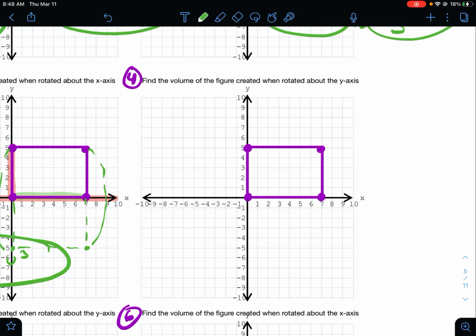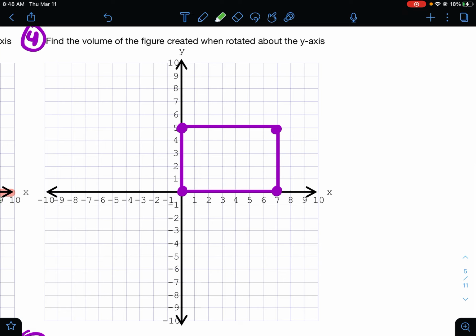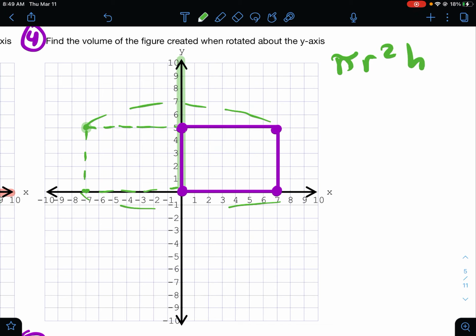All right, now let's see what happens in this next one. They want us to rotate about the y-axis. So again, imagine if you were to rotate a rectangle about the y-axis. We would end up over here with a cylinder again. We have our circle base, circle bottom. Again, the volume of a cylinder is pi radius squared times your height. So we've got to find our radius. Our radius here is going to be 7. And our height is going to be 5.